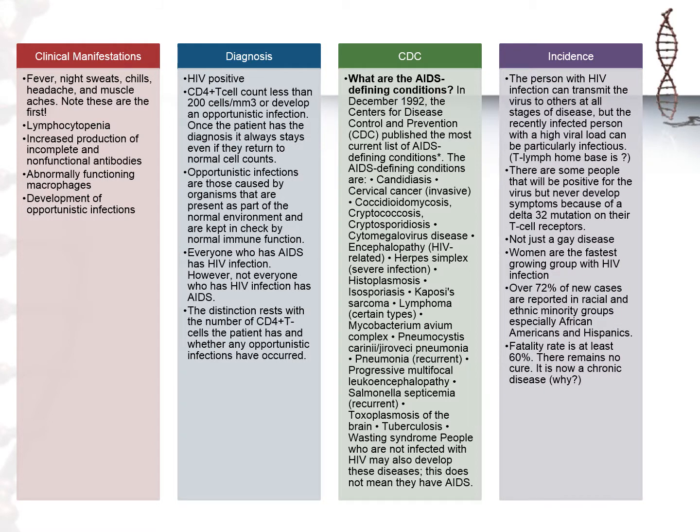The person with HIV infection can transmit the virus to others at all stages of the disease, but the recently infected person with a high viral load can be particularly infectious. There are some people that will be positive for the virus but never develop symptoms because of a delta 32 mutation on their T cell receptors. This is just not a disease for people that are gay.